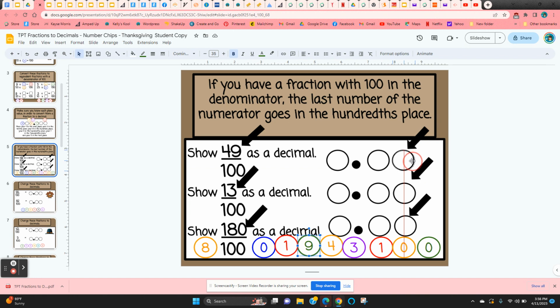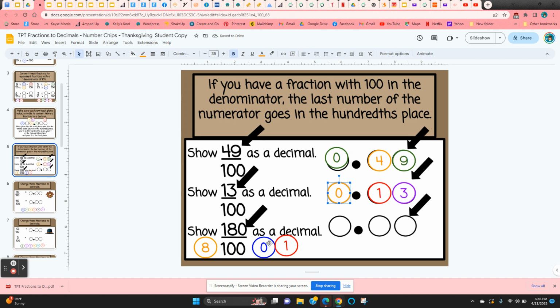So the first one, 9, will have to go in the hundredths place, which means this first number is going to be a 0. The second one, the 3, has to go in the hundredths place. And again, the first number would have to be a 0. And then for the next one, when they've got a fraction greater than 1, again, same rule. The 0 is going to be in the ones place. And then the other two numbers, they just put them in the correct order. So they can see that if it's a fraction greater than 1, it will be greater than 1 as the decimal also.